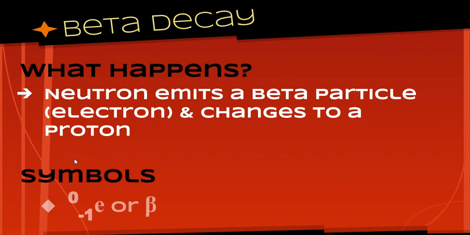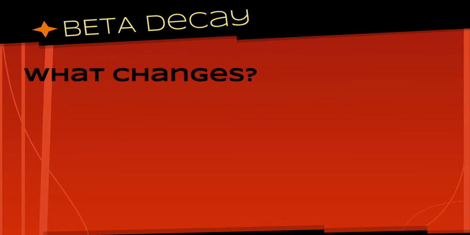Some of the symbols that you'll see for beta decay is going to be a 0 over -1 with an e right here. And that 0 means it has no mass being given off, which makes sense because electrons do not have a mass, and they do have a charge of -1. So electrons are negatively charged, so we have the -1 charge here, and we have the mass of 0. Another symbol you might see is this capital B right here, which indicates beta decay because it's the symbol for beta. So those are the two symbols you'd be looking for in a nuclear reaction to see if it's beta decay.